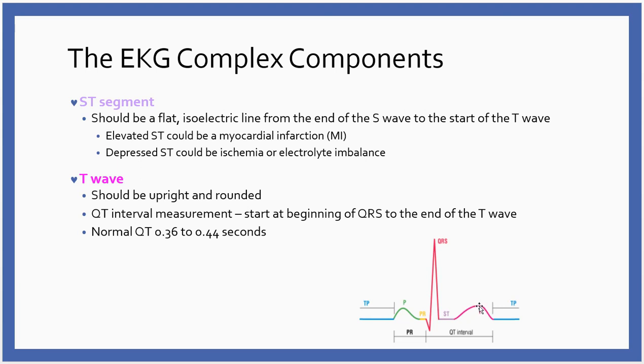Now, what could prolong QT interval? It can be a genetic finding. It can also be medications. There are many antidysrhythmics and, scarily, some over-the-counter medications that can prolong the QT interval. We'll talk more about that in class, but we want to do that last QT interval as a measurement.